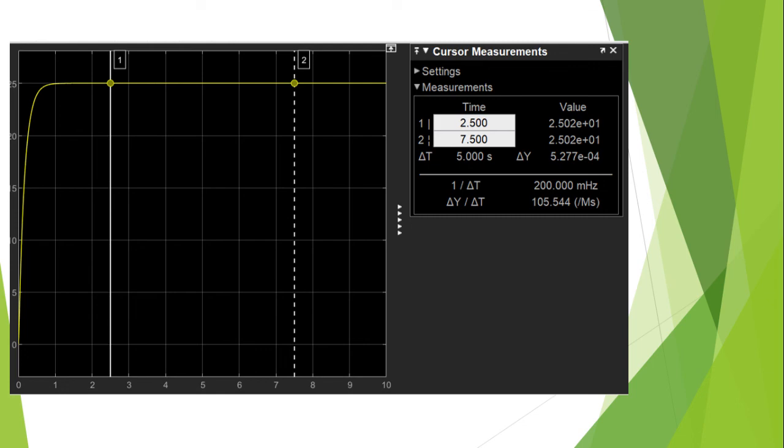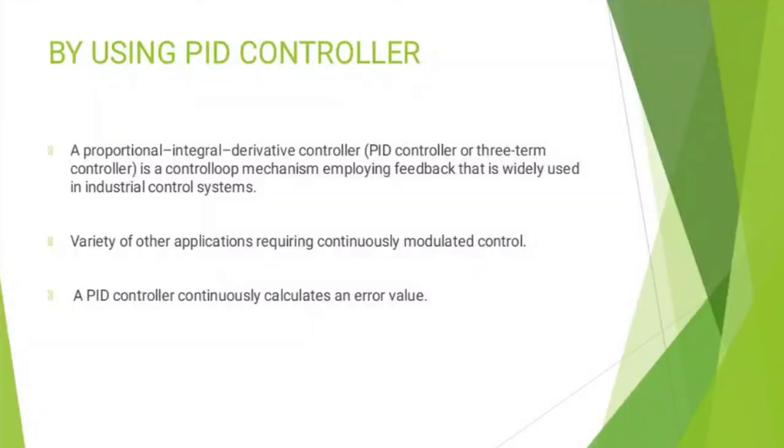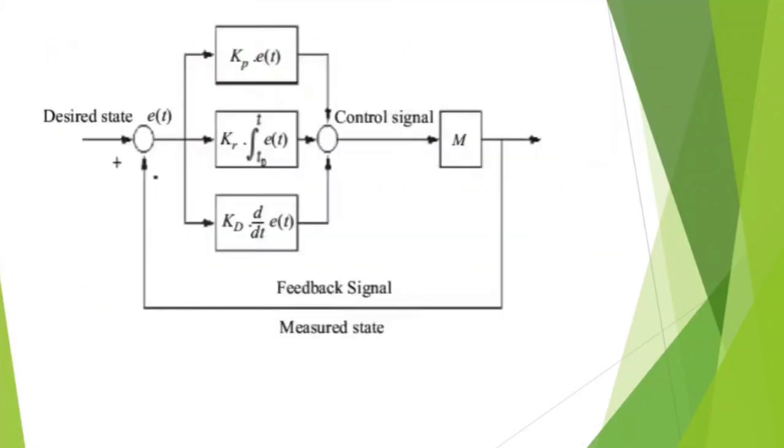Now, by using a PID controller. A PID controller is a proportional integral derivative controller, which is a control loop mechanism employing feedback that is widely used in industrial control systems and a variety of other applications requiring continuously modulated control. A PID controller continuously calculates an error value. This is an example of the mechanism of a PID controller.